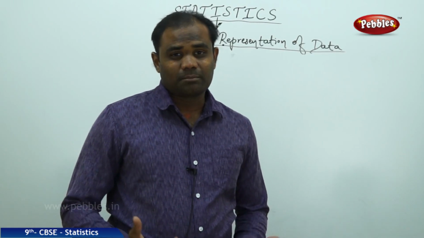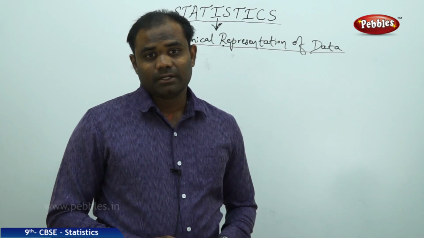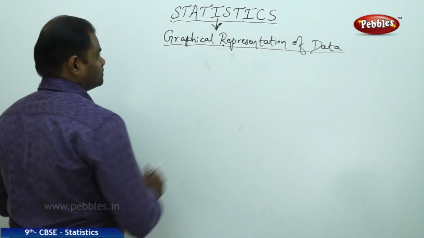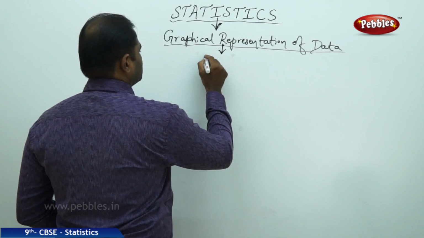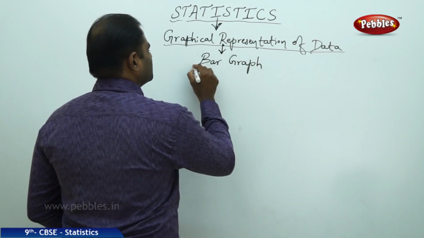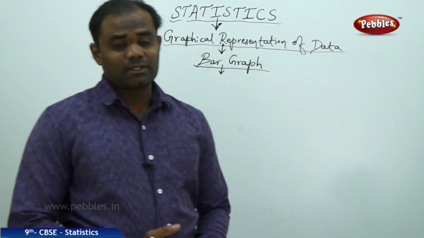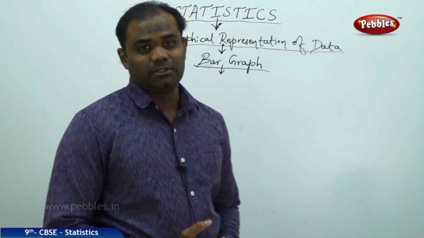Now let's see the first type of graphical representation of the data, that is bar graph. Bar graph of the session. So let's see how a bar graph is understood in statistical means.